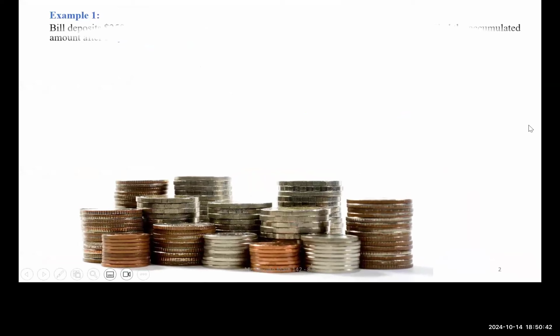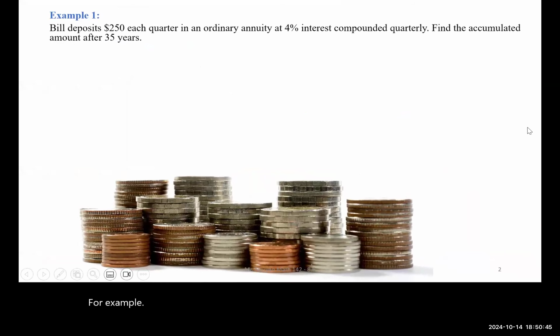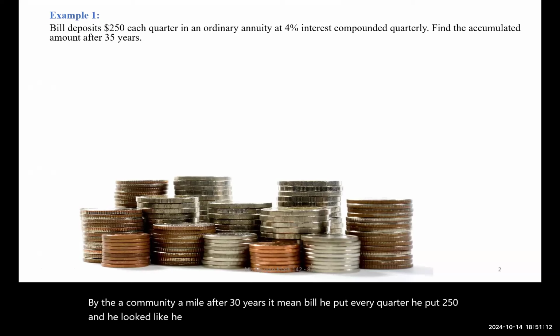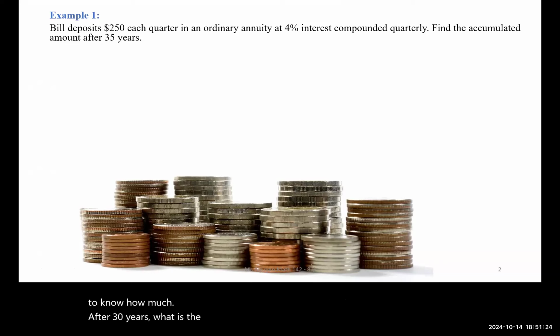For example, Bill deposits $250 each quarter in an ordinary annuity at 4% interest compounded quarterly. Find the accumulated amount after 30 years. It means Bill puts in $250 every quarter, invested at 4% interest compounded quarterly, and they want to know how much is in his account after 30 years.